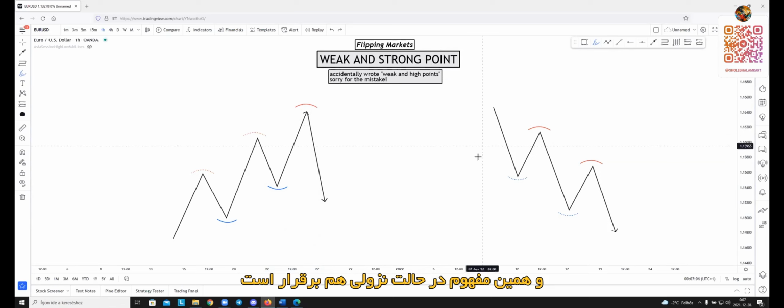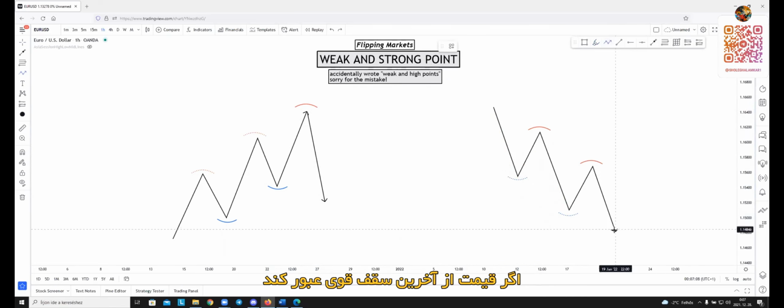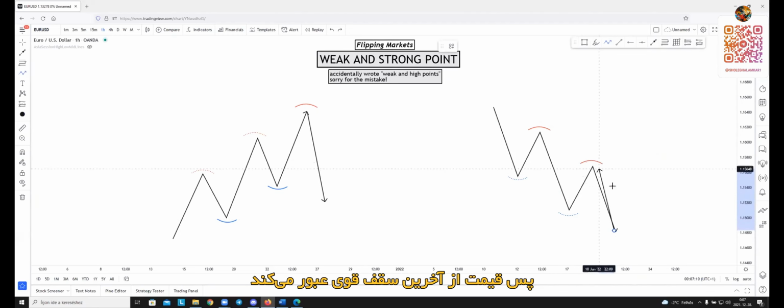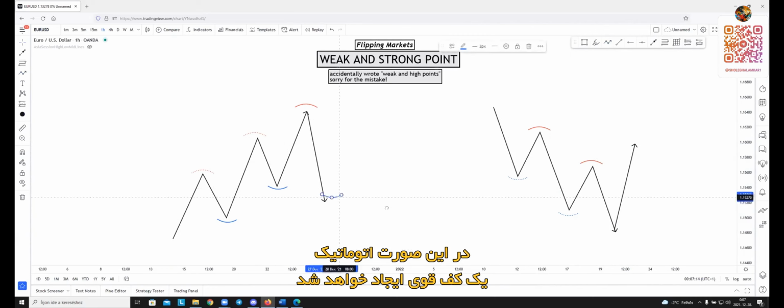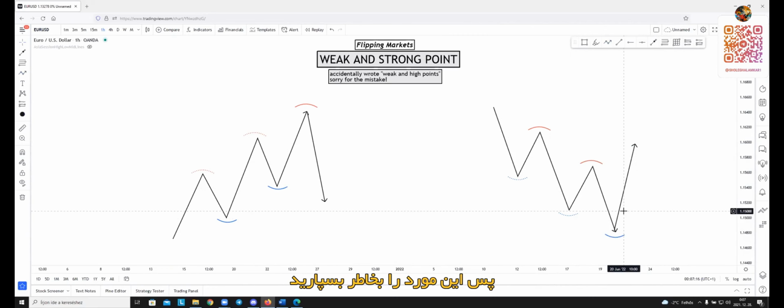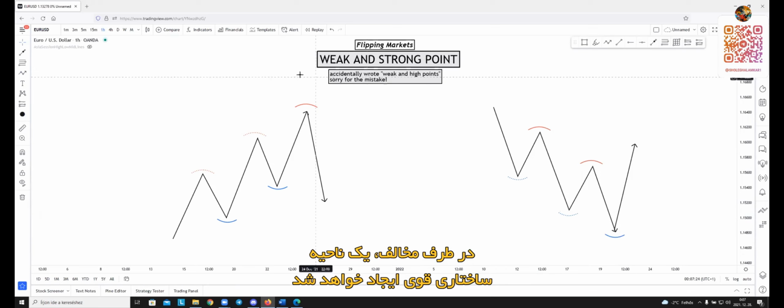And the concept is the same in the bearish example. If price breaks through the last strong high, which is this one, it will automatically create a strong low. So just memorize this. If price breaks through a strong structural point, the opposite side strong structural point will be created.